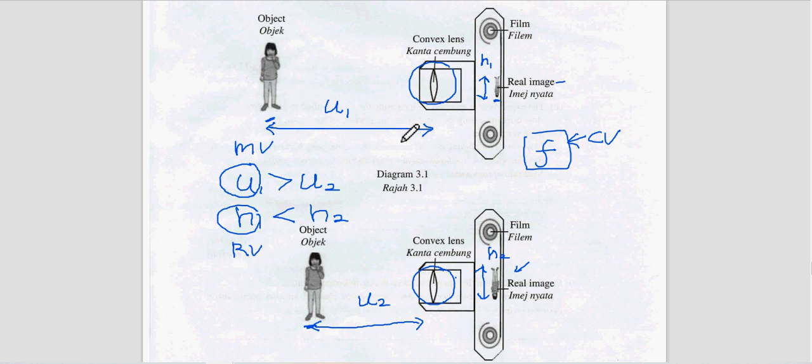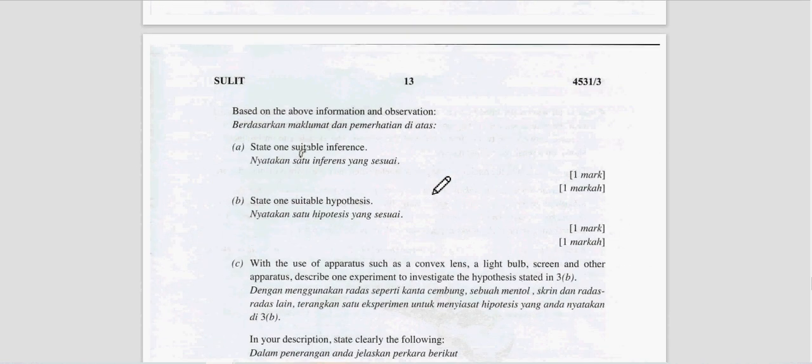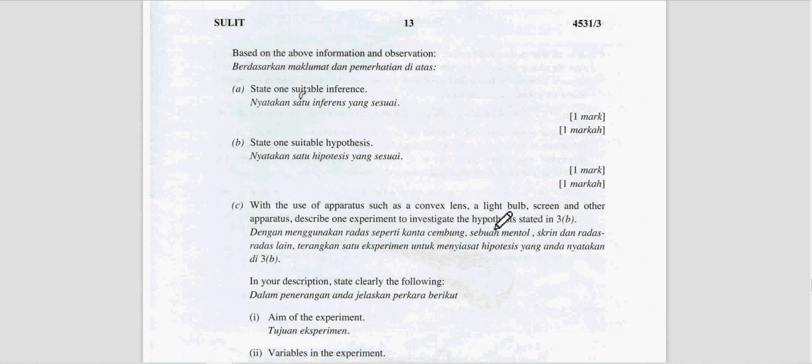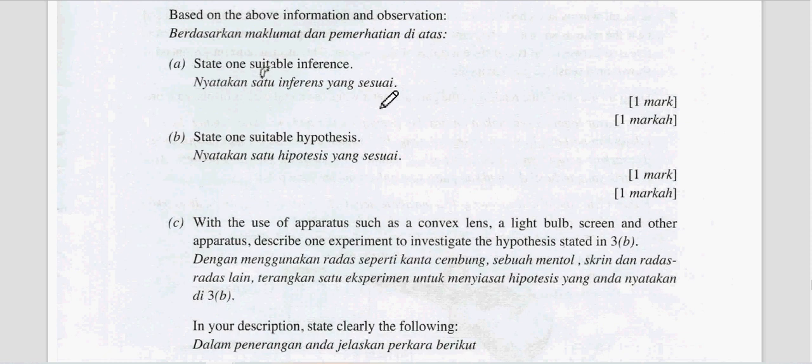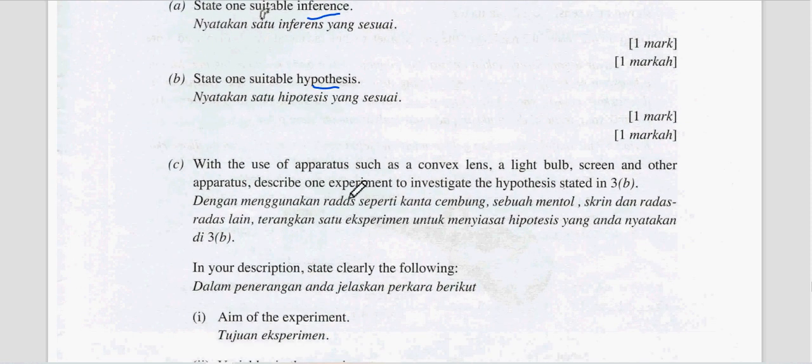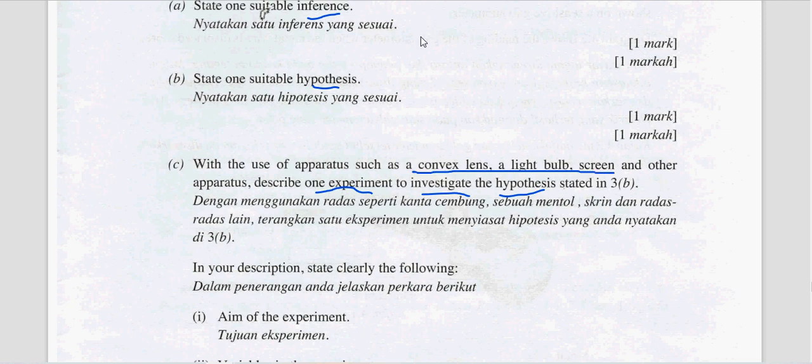Alright. Now, another way to determine what experiment you should plan is to look at what apparatus is given. See what is given for you. As usual, the first question asks you to write your inference, then the hypothesis, then you need to plan an experiment. Okay, describe one experiment to investigate the hypothesis. As usual, they give you the list of the apparatus. They give you three now: convex lens, a light bulb, screen.